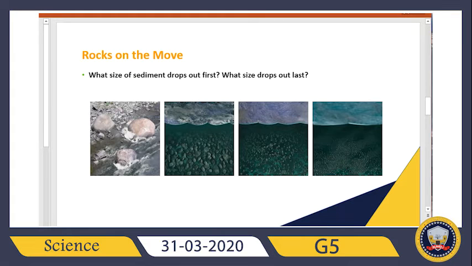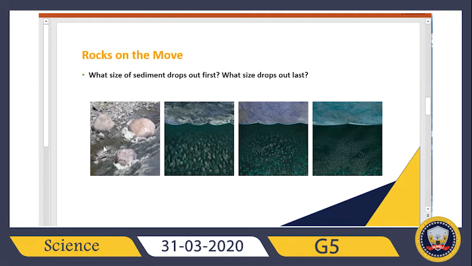So we have an example related to this. What size of sediment drops out first? What size drops out last? As you can see, it is giving us different sizes of rocks. We have really big rocks here, a little bit smaller ones, and rock particles the size of sand. It is asking which one will drop out first in the moving water.